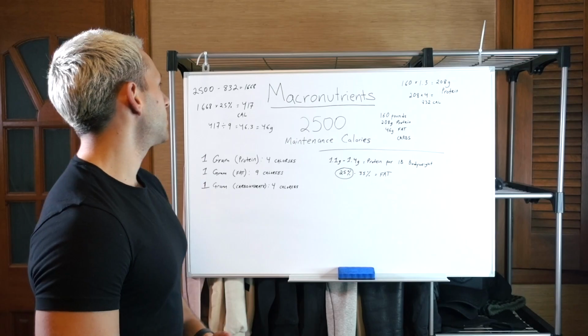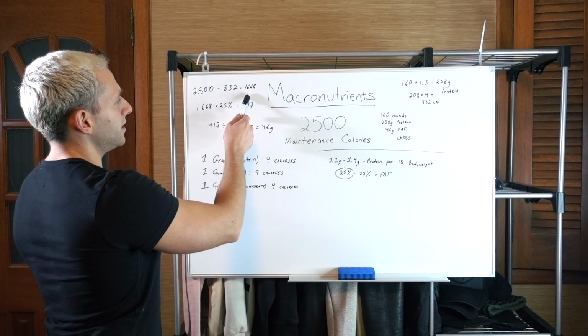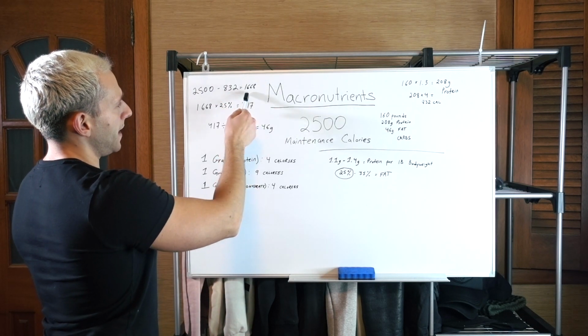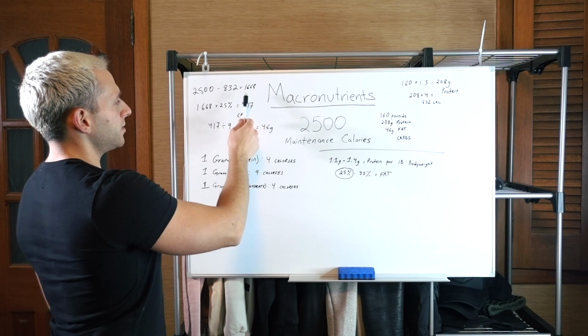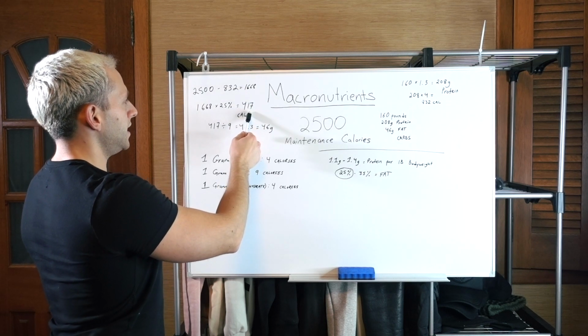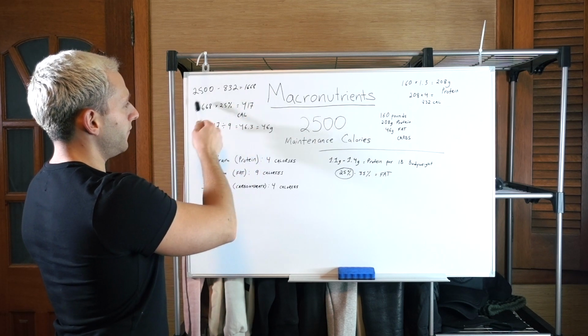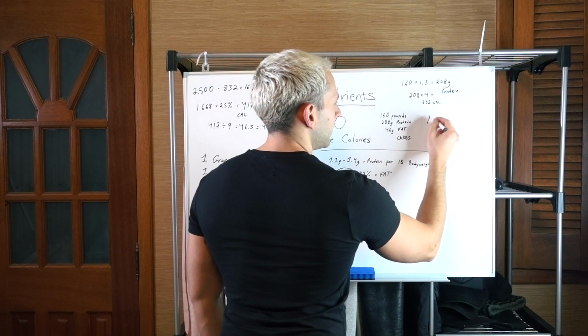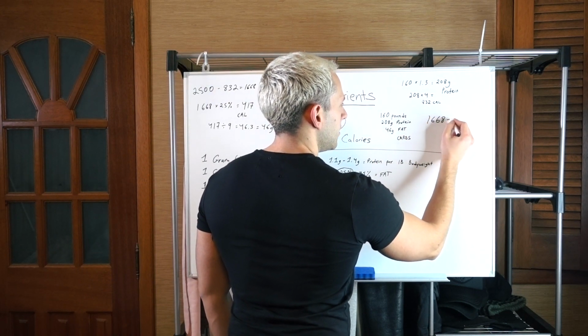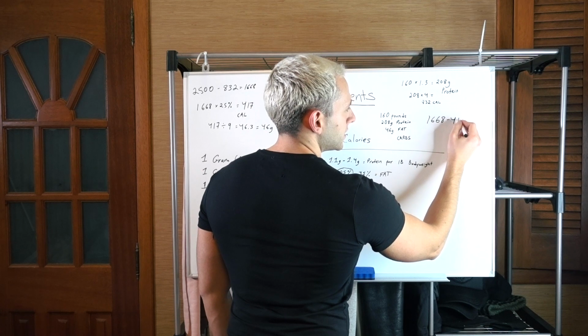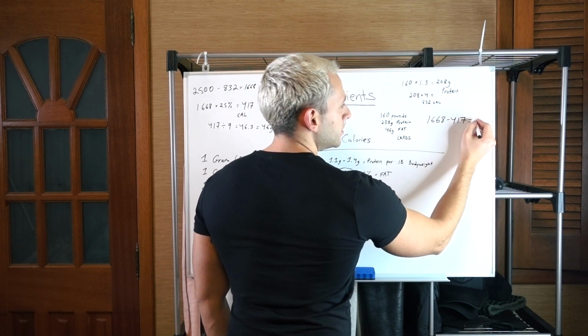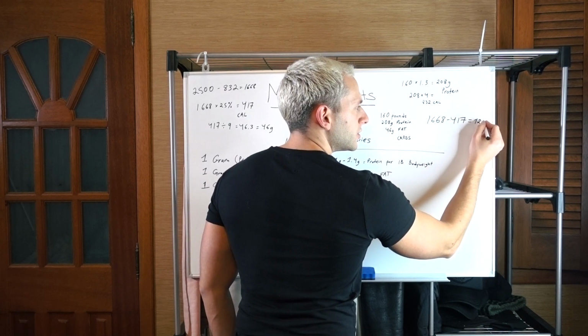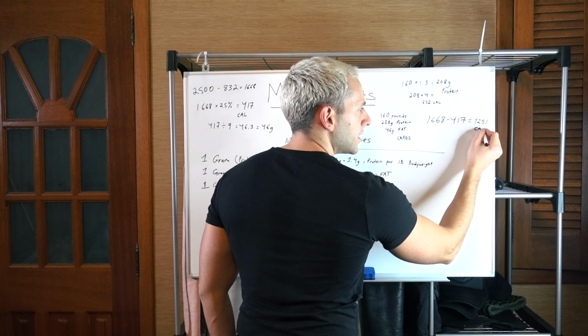So what we're going to do is take the remaining amount of calories we had left from protein, which was 1,668, and subtract 417 calories, which is the calories we had left from fat. So we're going to have 1,668 minus 417, which is going to equal 1,251 calories.